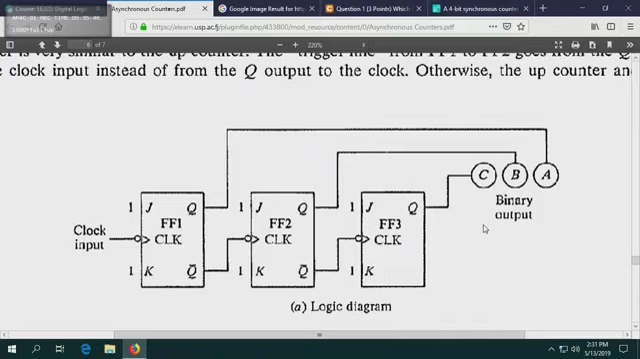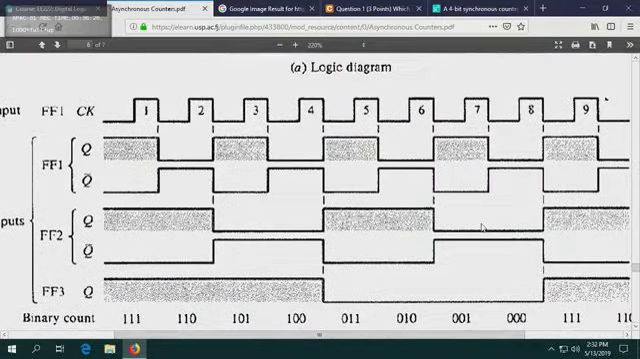Anyone? What can you tell me about the clock line? The clock line is driven by Q bar. The clock line is being driven by Q bar. Therefore, this becomes a down counter. It becomes a down counter. All right? Q bar.